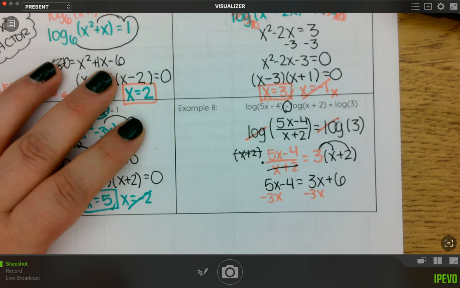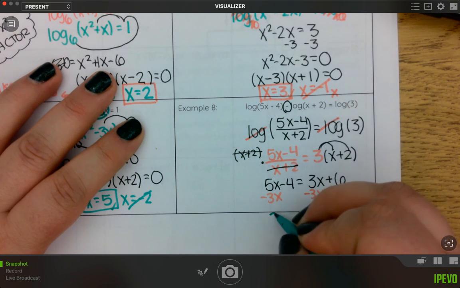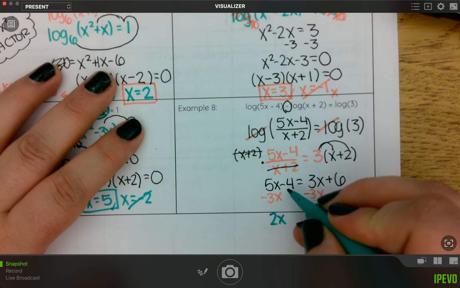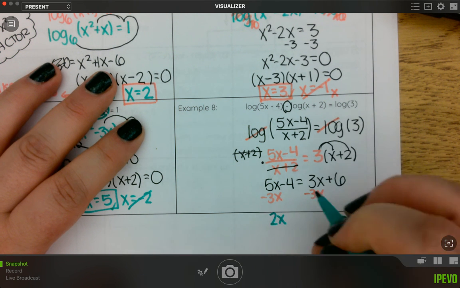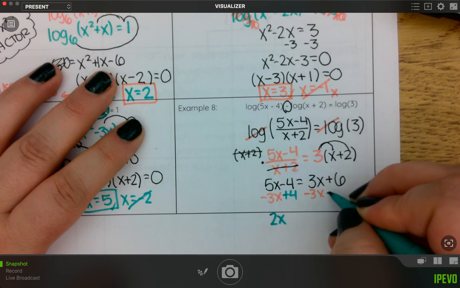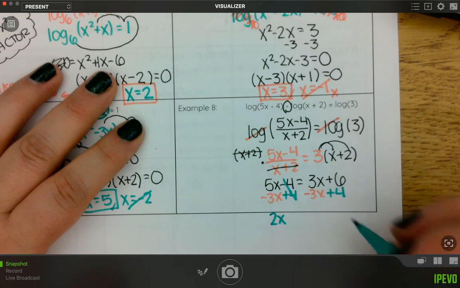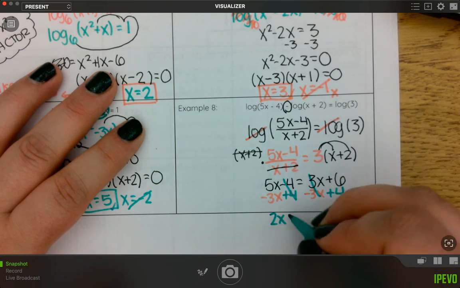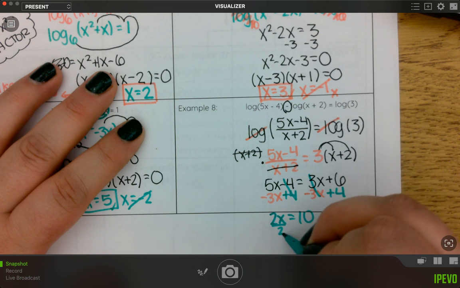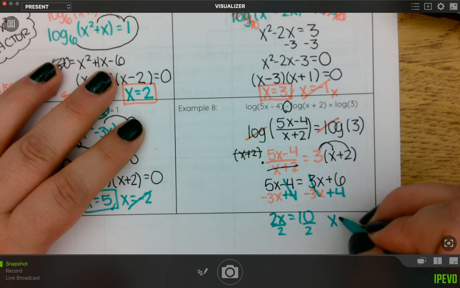Okay, I'm going to do 2 steps at once. I'm going to subtract that 3x to this side. That's going to give me 2x. And I want this to move to the other side, so I'm going to add 4. Six plus 4 is 10. Divide by 2. X equals 5.